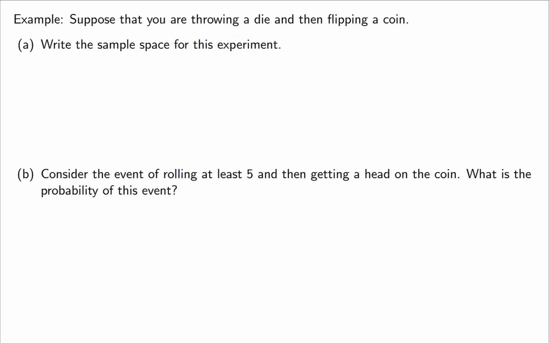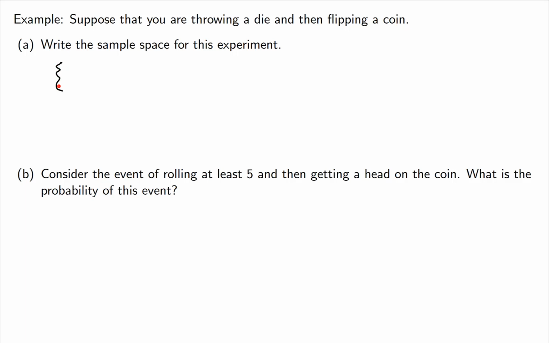Let's consider an example of throwing a die and then flipping a coin. The sample space for this experiment would be all possibilities of throwing a die and flipping a coin. Using some of our basic multiplication, we can say, well, the die has 6 sides. The coin has 2 sides. 6 times 2 is 12. That's what we expect for our sample space.